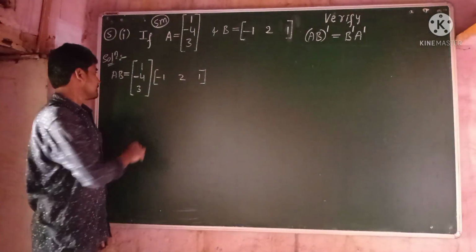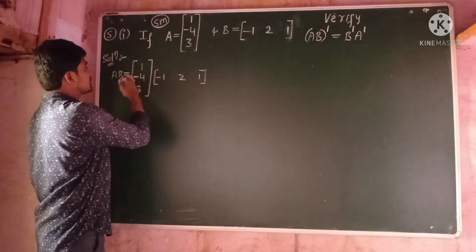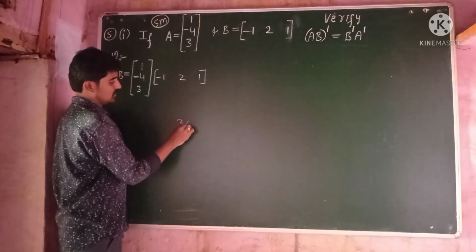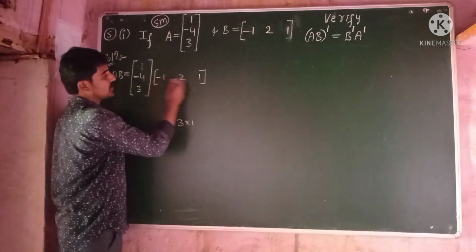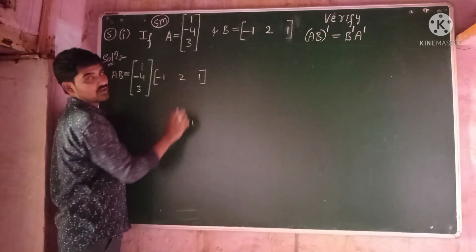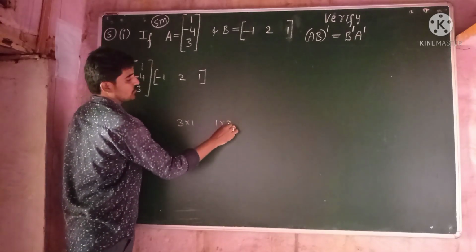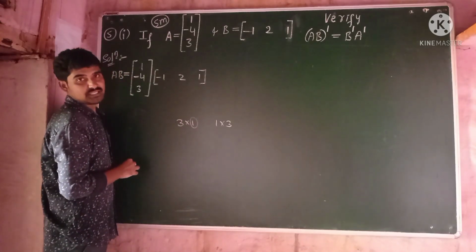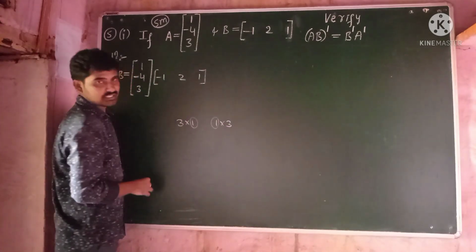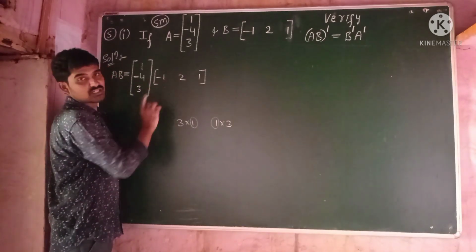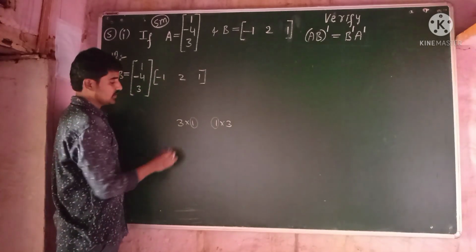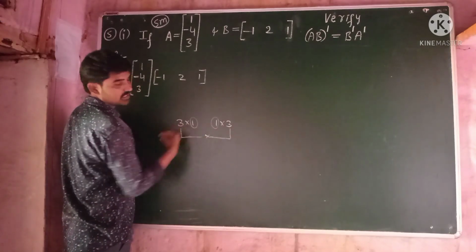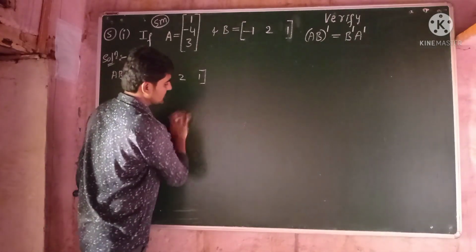So you may observe here, matrix A has 3 rows, 1 column. Therefore, order of the matrix A is 3 cross 1. And matrix B has 1 row, 3 columns. Therefore, order of the matrix B is 1 cross 3. So here number of columns in the first matrix A is equal to number of rows in the second matrix B. Therefore, product of these two matrices is possible. And the order of the resultant matrix AB is 3 cross 3. So I hope all of you understood.